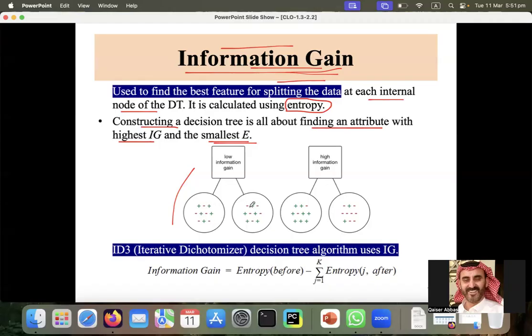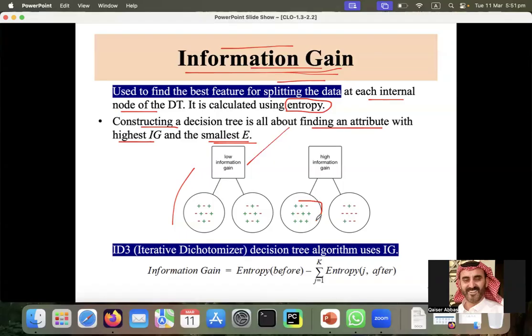And here 5 pluses and 5 negatives, equally distributed. But the information gain is low. And here, if you see, the pluses are 8 and negatives are 2, and here negatives are 8 and pluses are 2.